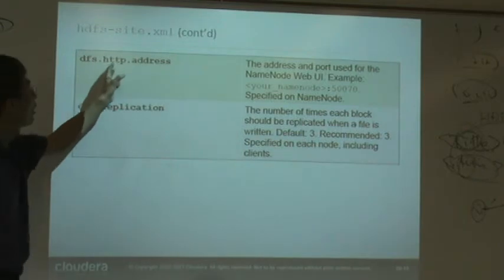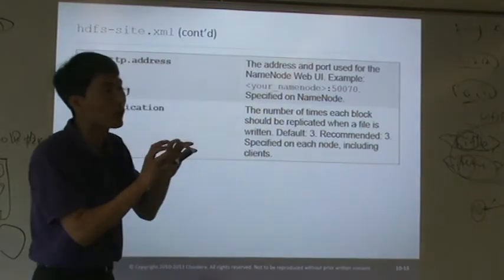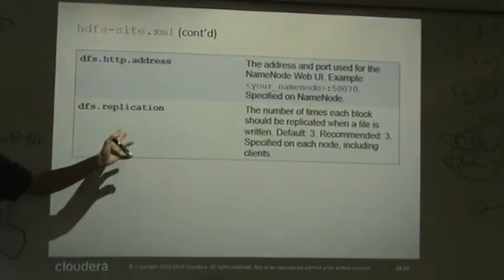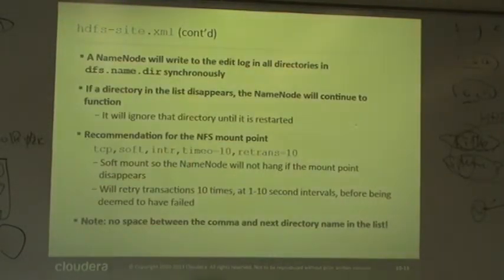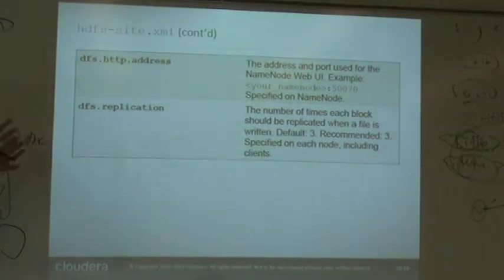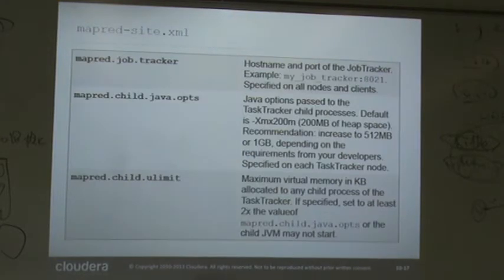This is the address. You can use this address for the user interface. If you type this address, you can see it through the web browser. This one is how many replicas of the block. The default is 3. If you specify more than that, you should have at least the same or more number of data nodes. It doesn't create the same block on the same node.